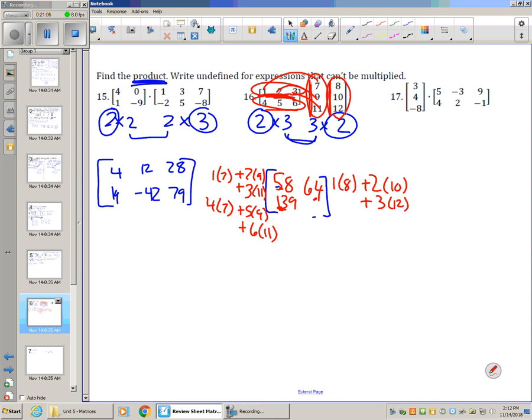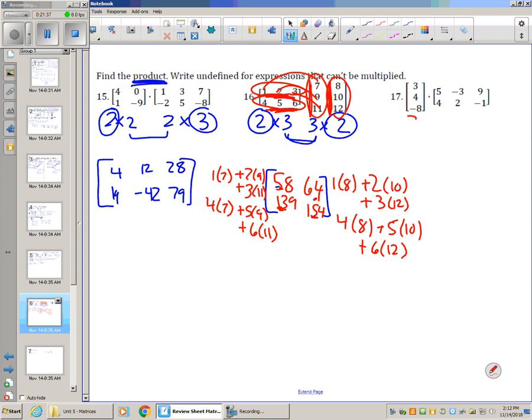And then lastly, we're looking at the last row with the last column. So that's this last row here in this matrix with the last column in this matrix. 4 times 8 plus 5 times 10 plus 6 times 12, which then would equal 154. Okay? So make sure you know how to do those by hand. All that you see here for number 16, that's the work I'm looking for. Okay, that's what I expect to see.